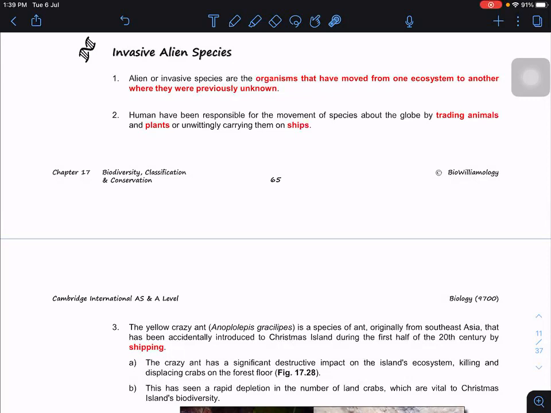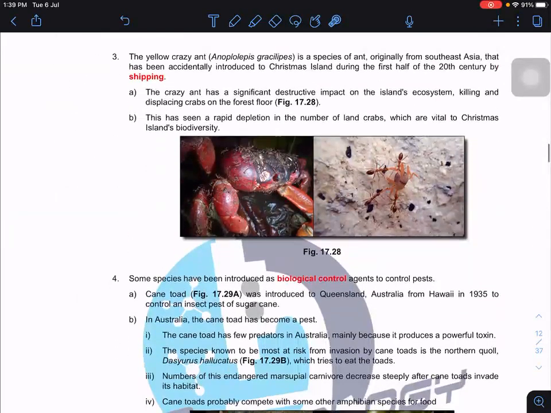Most of the time it's because of the trading of animals or plants, or because we carry them on ships when we travel from one region to another. One other example happened in the Christmas Islands in the first half of the 20th century. Shipping accidentally introduced what we call the yellow crazy ant. Now, what's so special about these crabs?